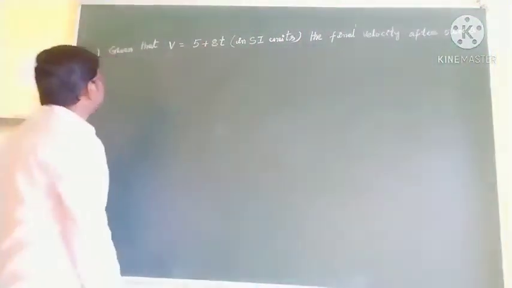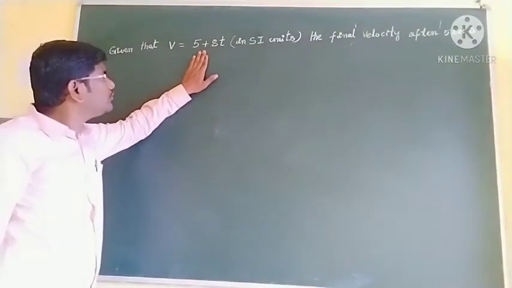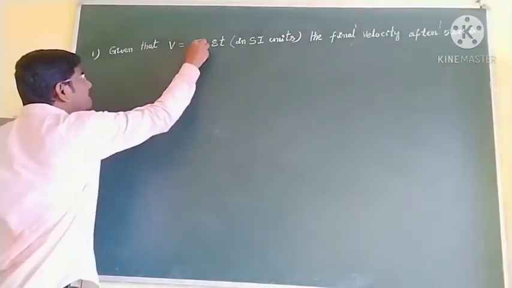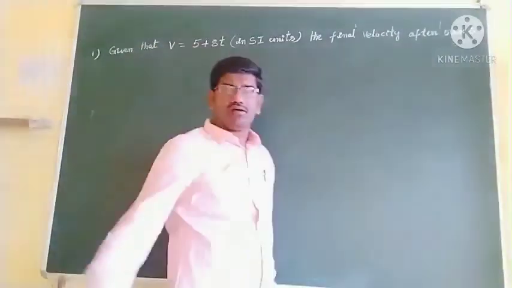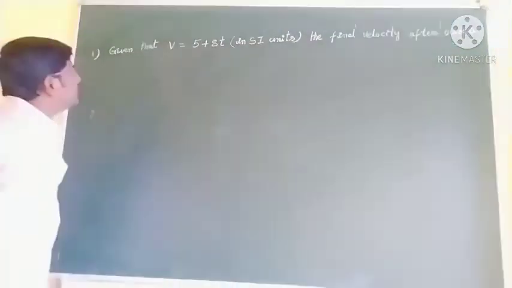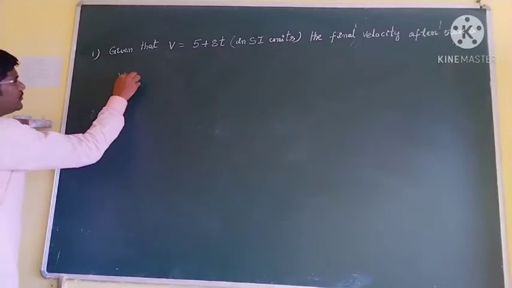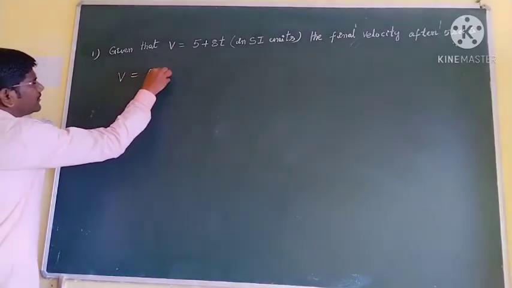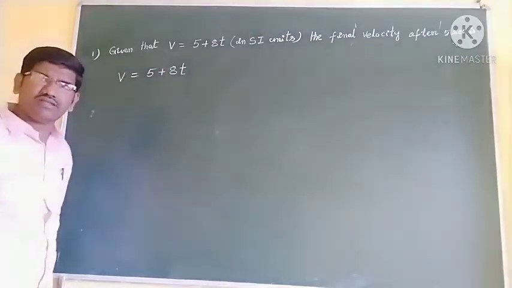Okay, students, given that v is equal to 5 plus 8t in SI units, the final velocity after 5 seconds is the question mark. So, what is given, students? v is equal to 5 plus 8t. This is the given thing.